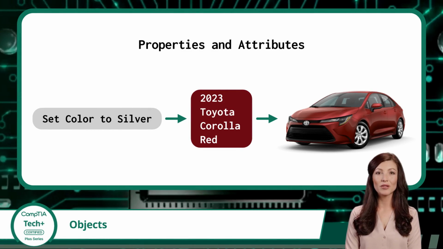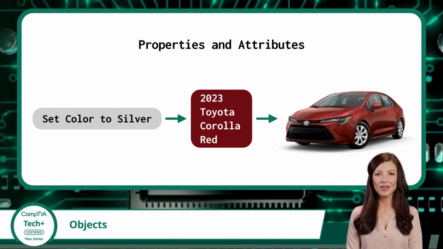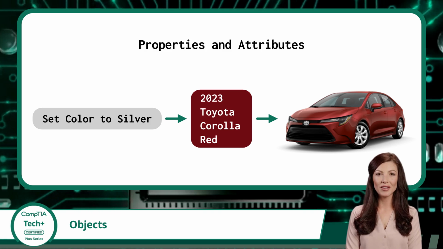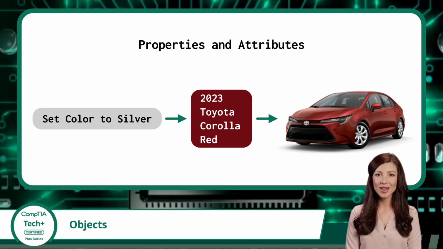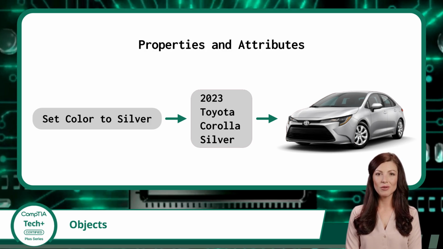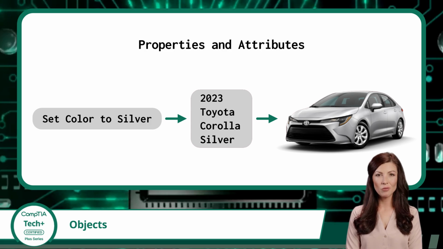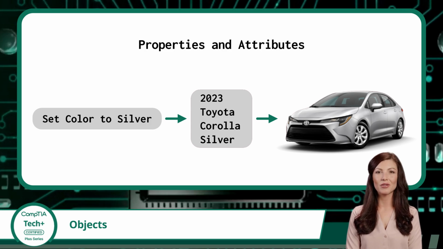Going back to our 2023 Toyota Corolla, let's say the color is one of its attributes. A property would allow you to safely check or update the color. For example, you might use a property to change the color to silver. This gives you a simple and safe way to interact with the object's data without accessing it directly.